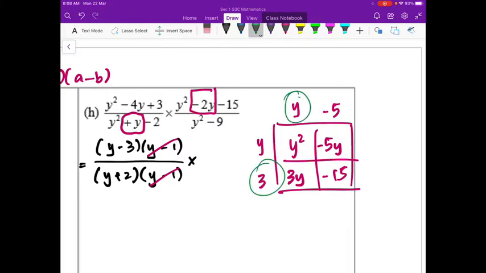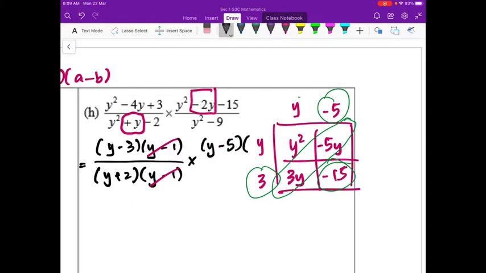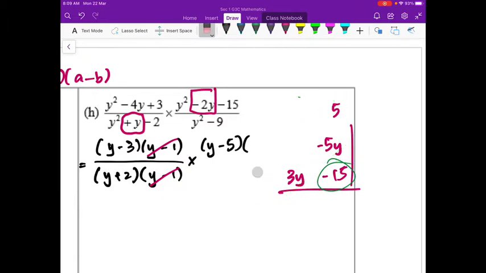Y and 3. You get 3y. Good. And the final one, negative 5 and 3, you get negative 15. And so, we check the final one, negative 5y and 3y, you get negative 2y. So this proves that we have already factorized it correctly. So y minus 5, y plus 3. Y minus 5 multiplied by y plus 3, no space.